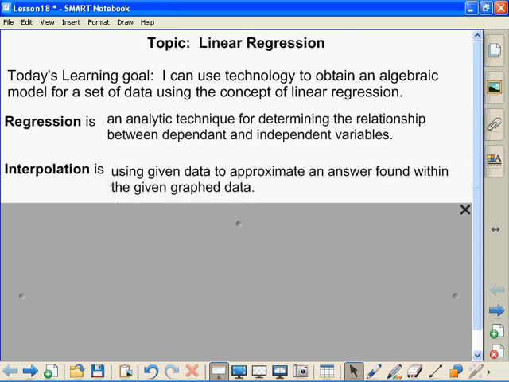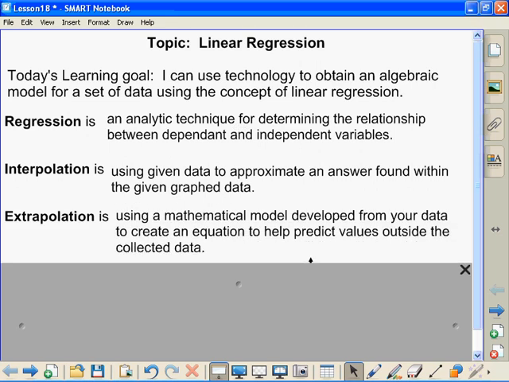Way back to grade 9, interpolation. This is when you use given data to approximate an answer within the graph given. We did that in the grade 9 course where I gave you a temperature and you had to find the corresponding Fahrenheit or Celsius. So you're just using a graph to find another piece of information.